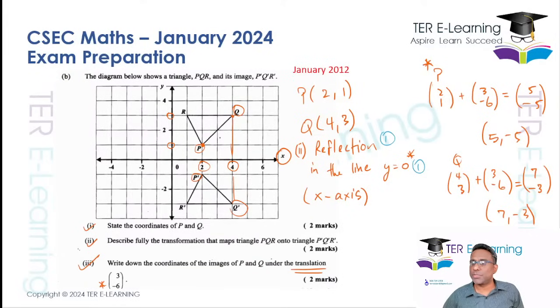Right, Sunil, if it's a reflection in the x-axis, it is the line y is equal to 0. And if it's a reflection in the y-axis, it is the line x is equal to 0. Right?